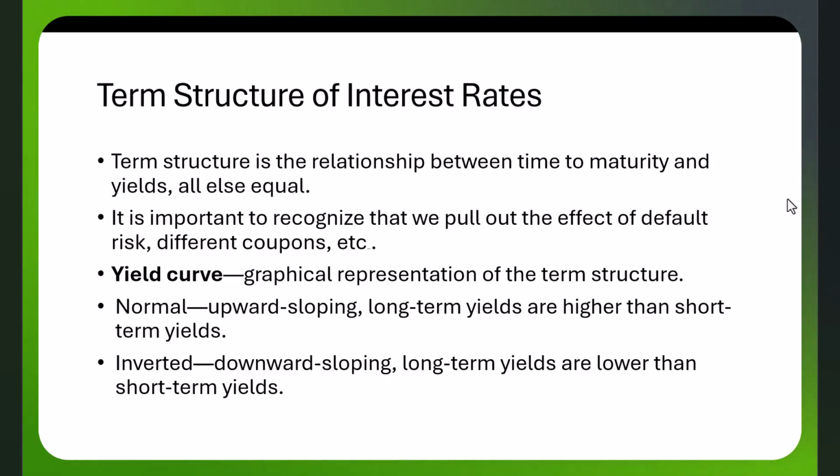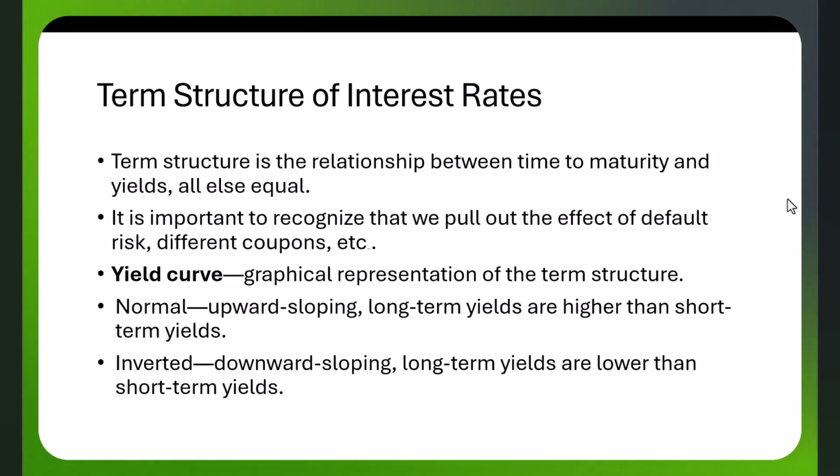So when we do this, we want the bonds to be similar, identical essentially if we can. It's important to recognize that we pull out the effects of default risk and different coupons, etc. So usually we use treasury bonds because they're considered to be default risk-free, and we can, for example, strip out the coupons and make them zero coupon bonds.